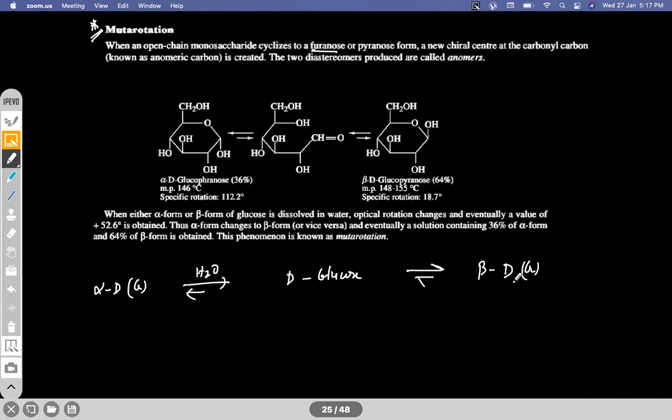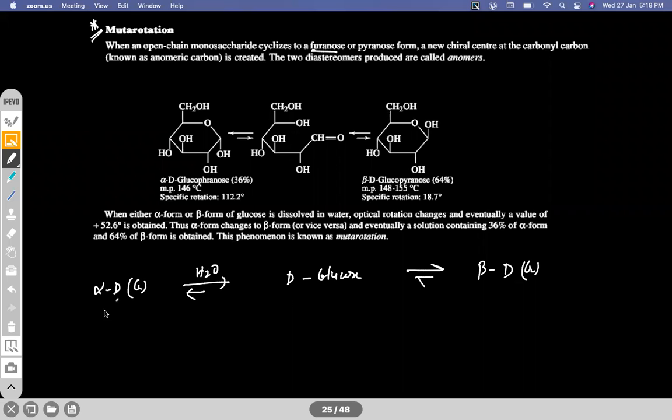Both ways are possible. If it attacks from the top, when OH is on the right, it is alpha. When OH is on the left, it is beta. So after alpha-D-glucose, we can get beta-D-glucose also over here. So basically in solution, both forms, alpha and beta, exist.